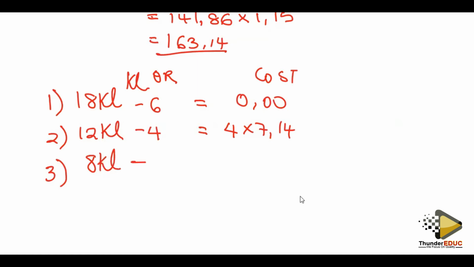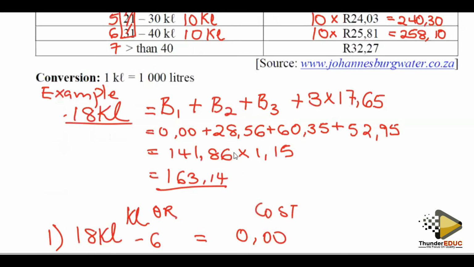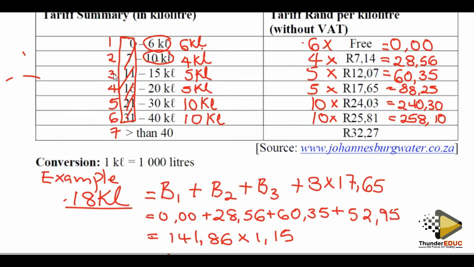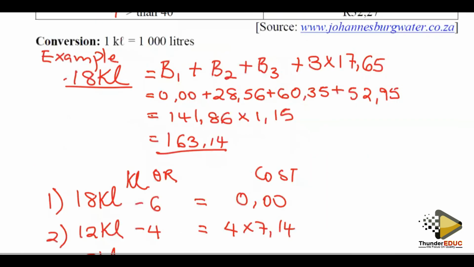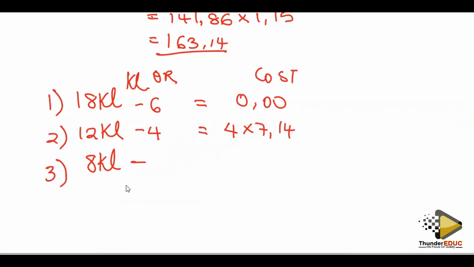kiloliters. Then if it's pushed to bracket number 3, we go back to our table and we see in bracket number 3, we need a maximum of 5. But for us now we have 8. What do we do? We subtract off the 5, and that means you've used them fully, so come to this side and pay for them.